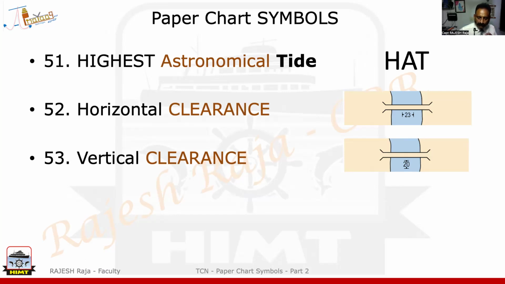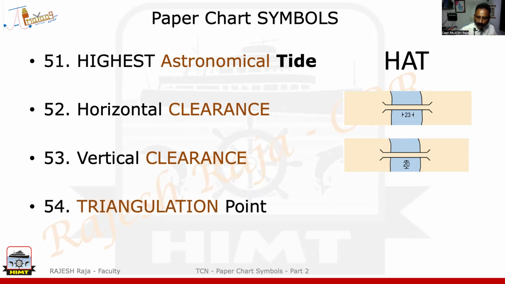Let us look at something offbeat. Sometimes they do come, but let us quickly see. This is called a triangulation point. And I'll show you a real picture of this triangulation point. This is a real picture of a triangulation point. These are used for surveys. They are kind of reference marks for surveying and positioning.